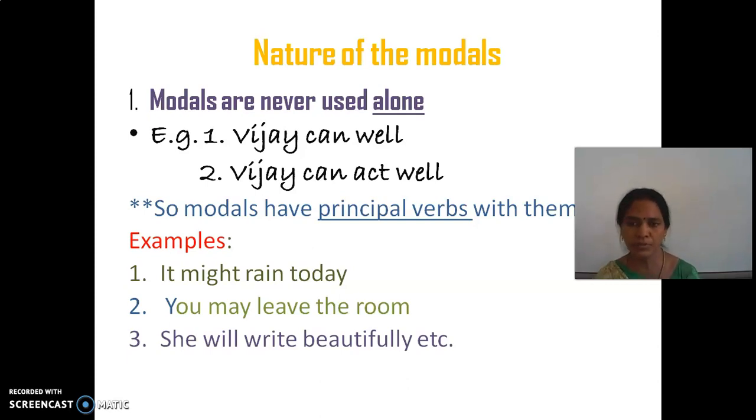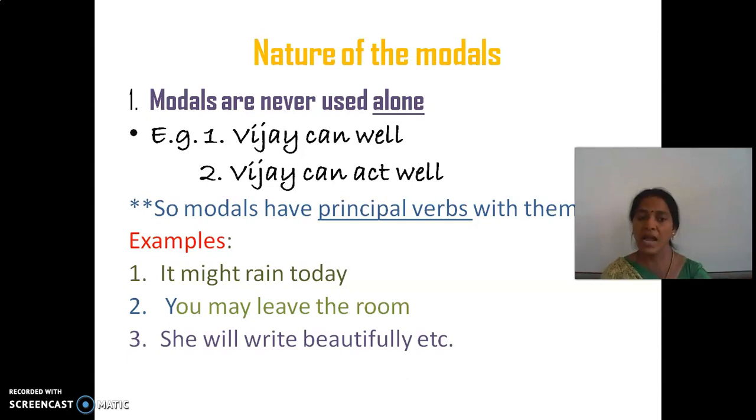They have 4 forms. Now, "Vijay can well" is not a complete sentence. We have to add a principal verb, and the principal verb over here is "act." Vijay can act well. Okay, children? So, Vijay can act well. Now you can say some more sentences using this "can" and some other verbs.